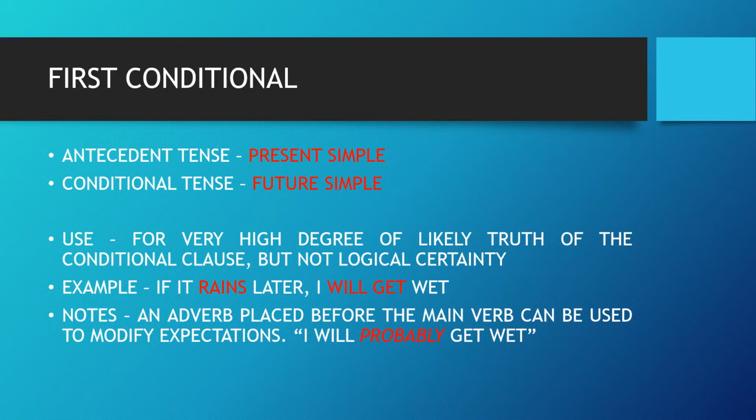If I don't go out, I won't get wet. If I go out with an umbrella, I won't get wet. And please also note that an adverb placed before the main verb in the conditional clause will modify the probability. If it rains later, I will probably get wet.